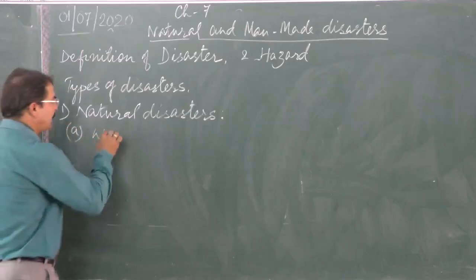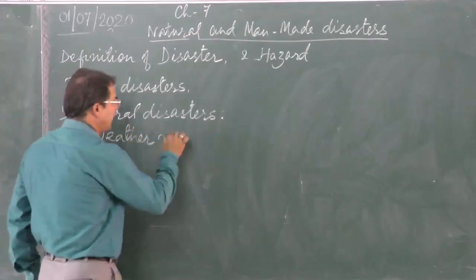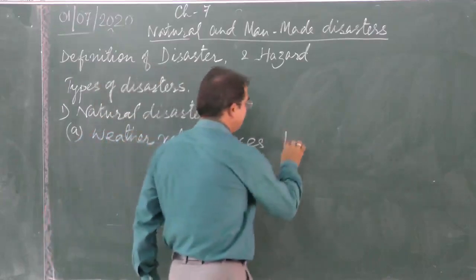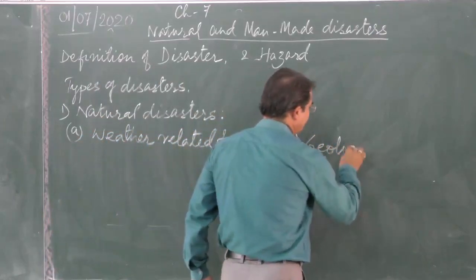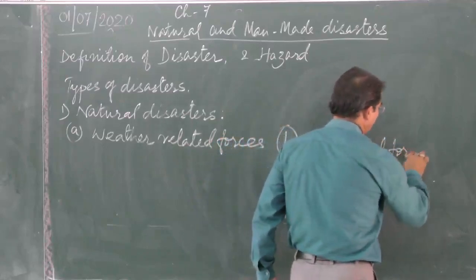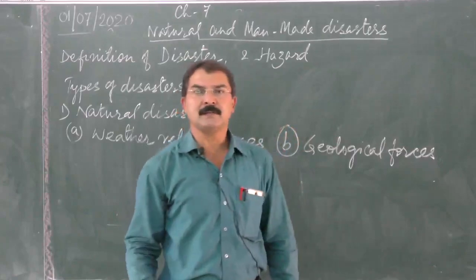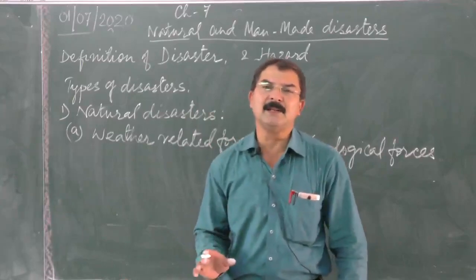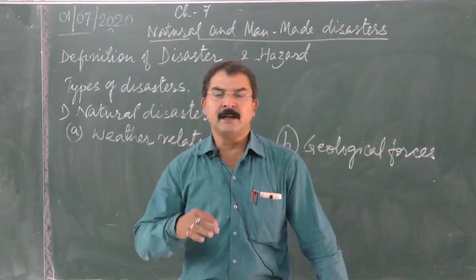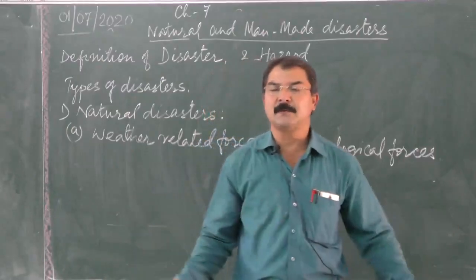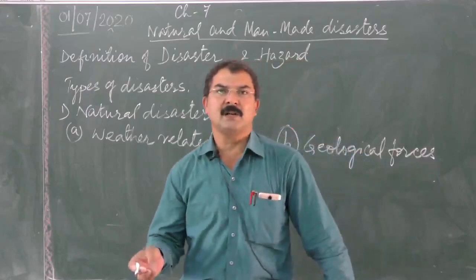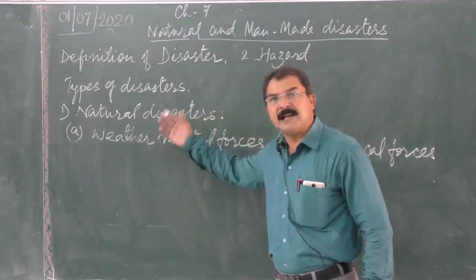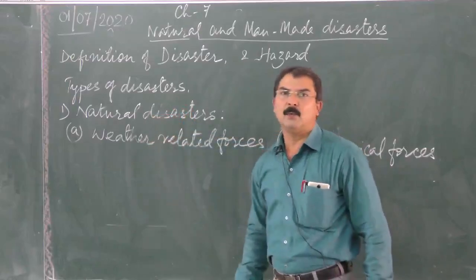One is weather related forces, and the other one is geological forces. The weather related forces means those forces which are operating on the outer surface of the earth, basically the elements of weather. These elements of weather keep on bringing changes on the outer surface of the earth, like temperature, pressure, humidity, winds. They are the elements of weather and they cause this weather. These natural disasters we keep under the category of weather related forces.